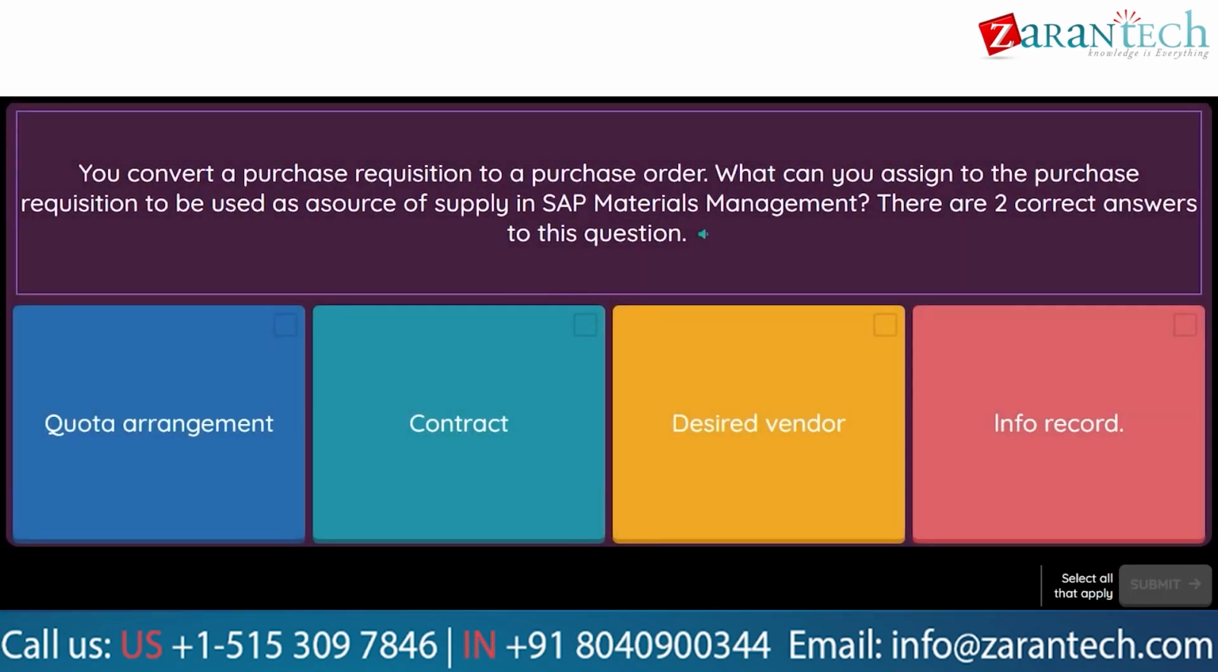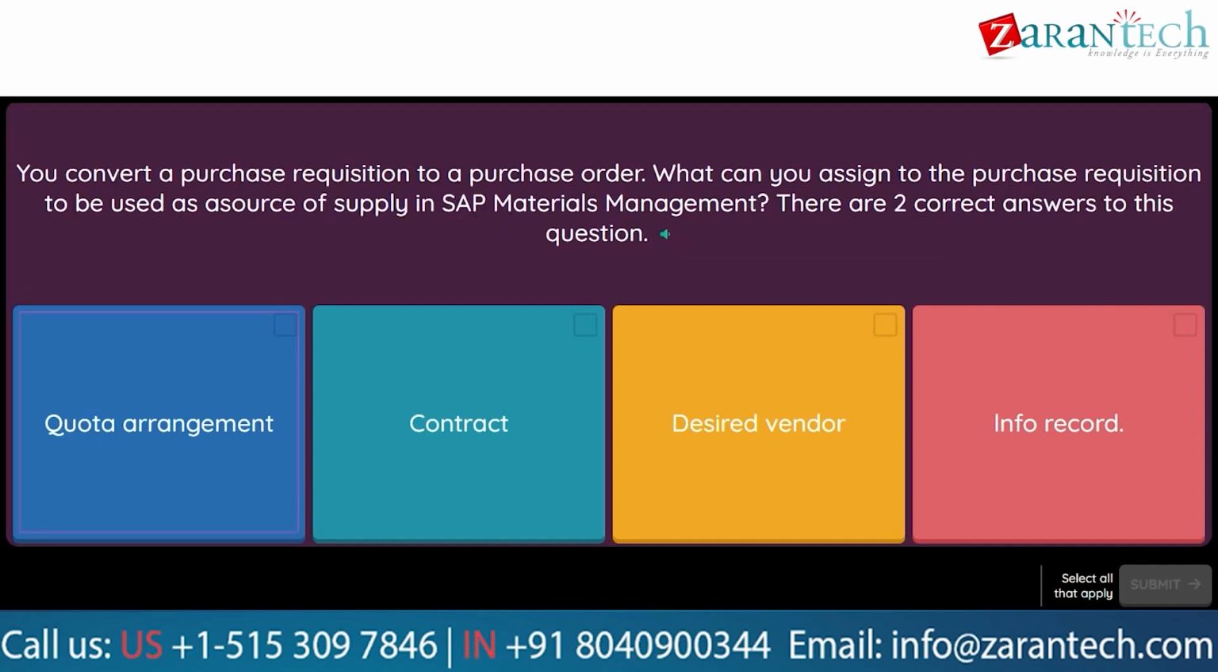Question: you convert a purchase requisition to a purchase order. What can you assign to the purchase requisition to be used as a source of supply in SAP Materials Management? There are two correct answers to this question. Option 1, quota arrangement. Option 2, contract. Option 3, desired vendor. Option 4, info record.